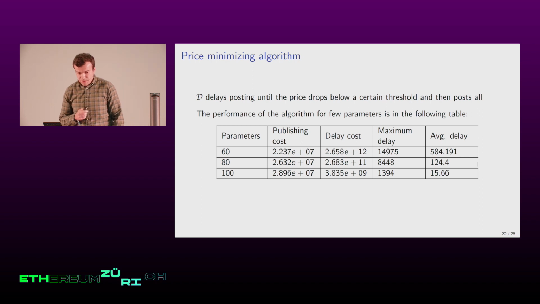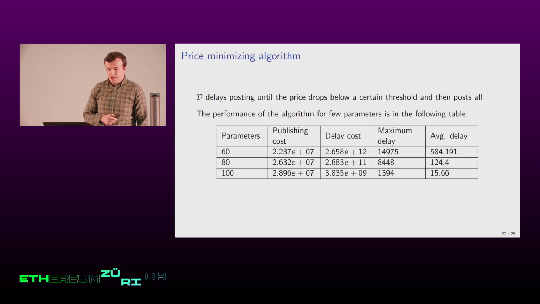There is another algorithm that also completely ignores the delay cost and just waits for the price to drop below some threshold. But there we looked at the data and saw that if, for example, you take threshold cost 100, then you need sometimes to wait 1,394 blocks, and this is unacceptable. And with 60, it was 14,000, crazy, so that is completely unacceptable.